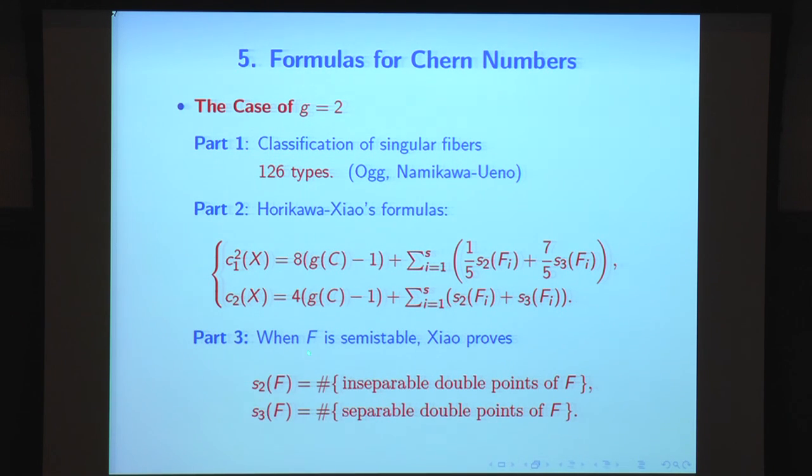Xiao proves that if F is semi-stable, the geometric meaning of S2, S3 of the singular fiber is quite clear. For example, S2 is the number of inseparable double points of the singular fiber. S3 is the number of separable double points of F. So these formulas are for the Chern numbers, and also for the modular invariants.